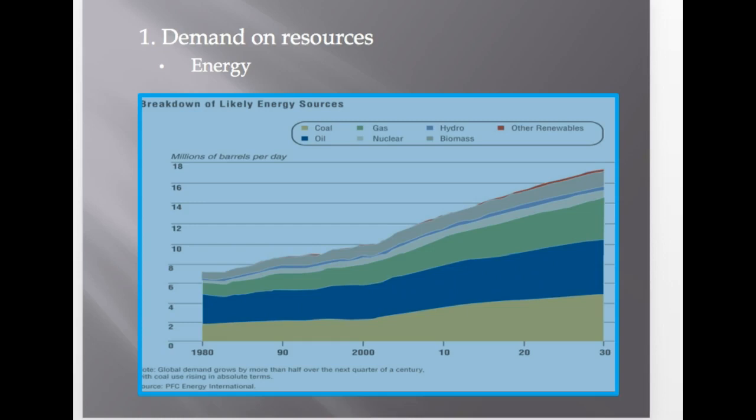Nuclear, which is light gray, and hydropower, which is the light blue color that's kind of hard to see, are expected to remain relatively stable, while biomass, which is the dark gray color, might increase its contribution by only 40%. The small red line, accounting for less than 3%, is energy expected from all other renewables, like wind power, thermal, solar, etc. And this is from PFC Energy International.